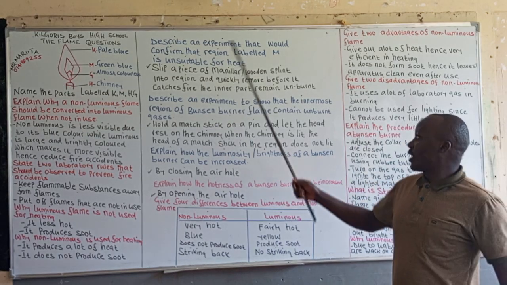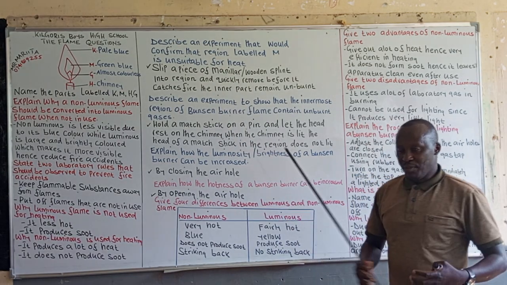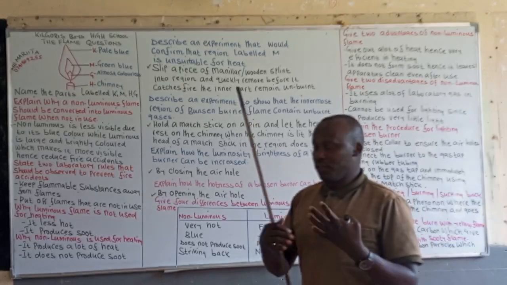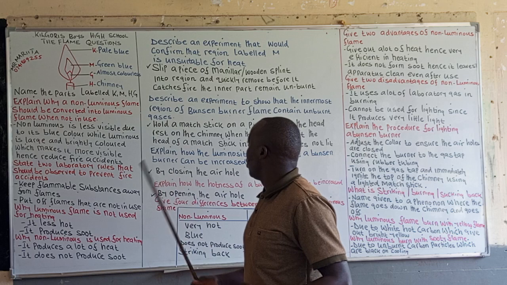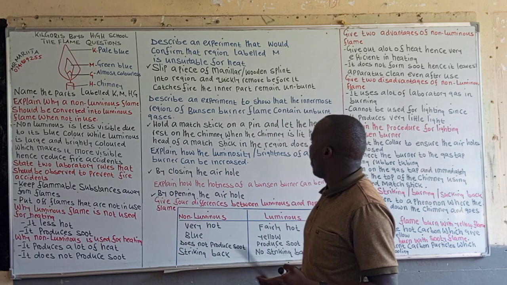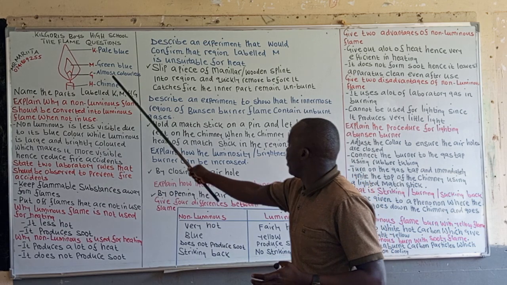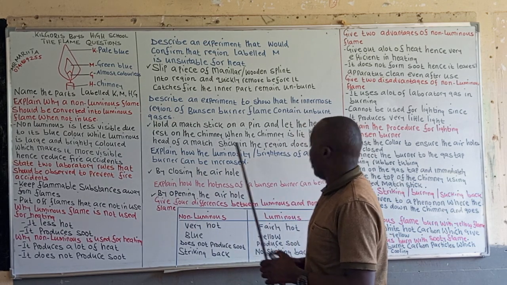There is another very important question here. Describe an experiment that will confirm the region labeled G is unsuitable for heating.